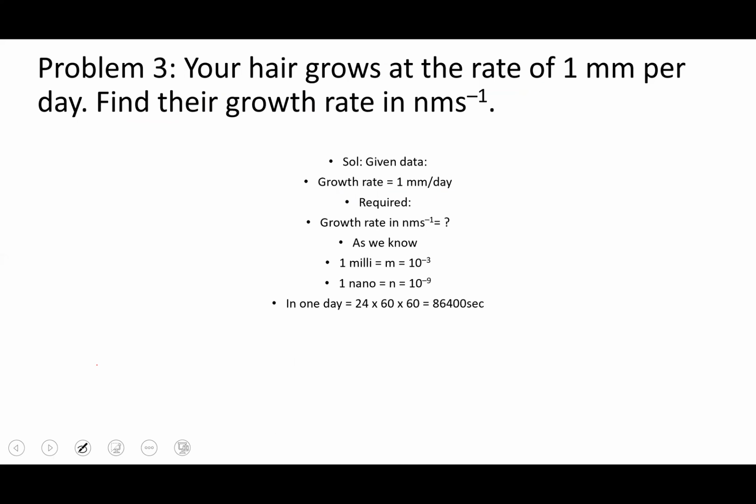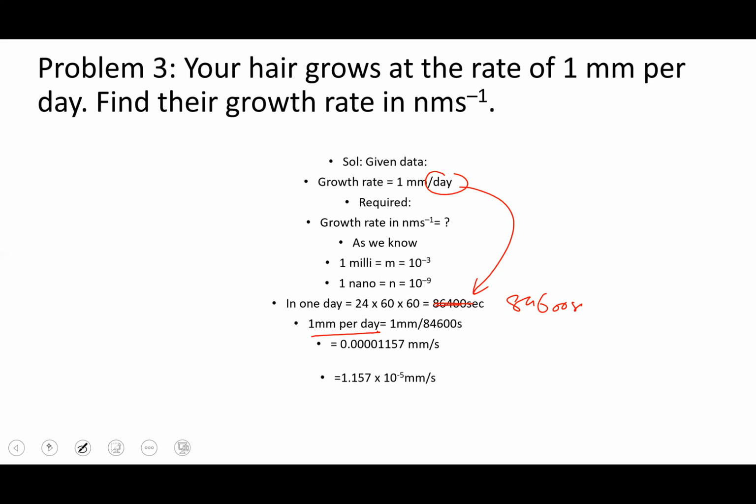Now this is our answer in seconds instead of days. So 1 day contains this many seconds. Now for the conversion, 1 millimeter per day is equal to 1 millimeter divided by 84,600 seconds. Actually, this is 84,600 seconds. So it is going to be 0.00001157 millimeter per second, and that is 1.157 into 10 to the power minus 5 millimeter per second.